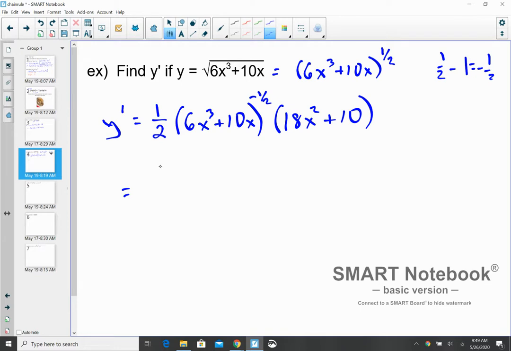So your final answer, well, actually, hold on. We'll talk about final answers in a second. I don't want to get ahead of myself. You can take that 18x squared plus 10. He becomes part of your numerator because he does not have a negative exponent. The 2's down in the bottom. And then you have this square root of 6x to the 3rd plus 10x.